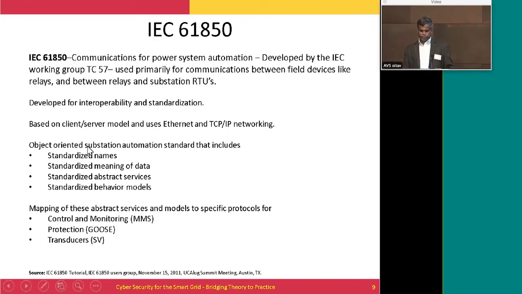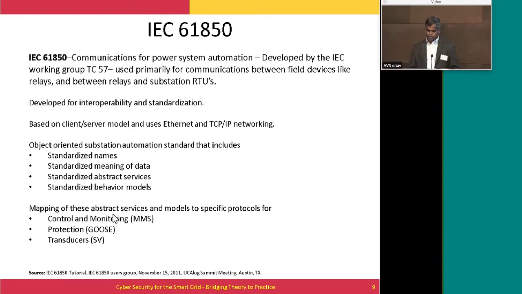Objects, as I said before, it is an object-oriented substation automation standard that includes standardized names, standardized meaning of data, and standardized abstract services. Abstract services can be mapped to the actual physical implementation of a service. That way, one can plug and play services and objects, with dynamic configuration rather than fixed configuration. One can have an agile dynamic configuration by having virtual to physical mapping. Just change that mapping, then everything will work fine. That is a much more elegant way of doing it rather than directly manipulating the physical thing.